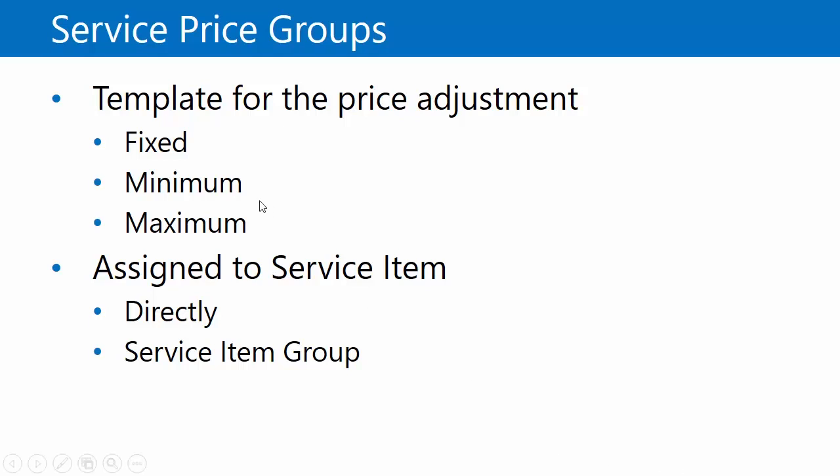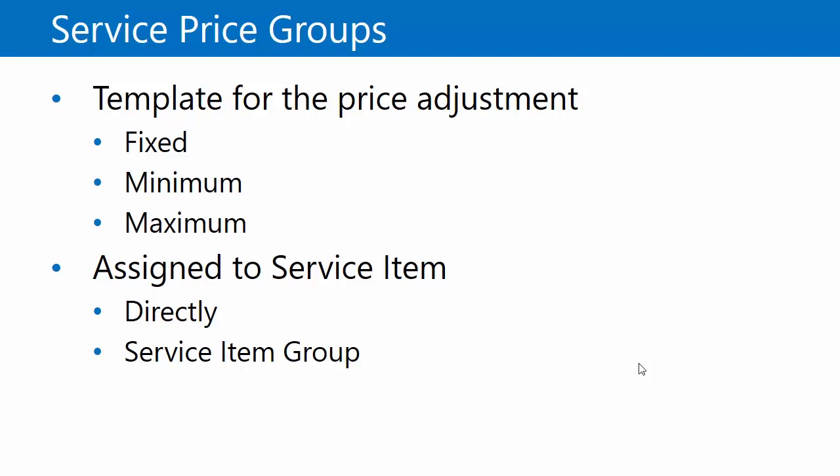And you can define an adjusted price, which is based on a fixed amount, a minimum amount, or a maximum amount. Now, before a service price group can have an effect on your pricing on a service order, you need to be certain that it is assigned to a service item. And that can be done directly or through a service item group. And you will see that on your service order line, whether or not a service price group is attached to your service item, yes or no.